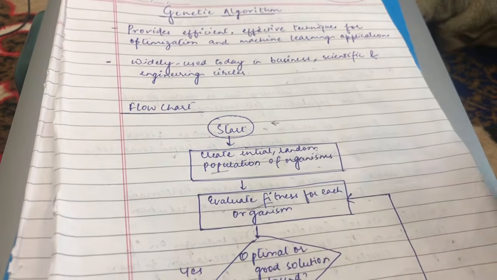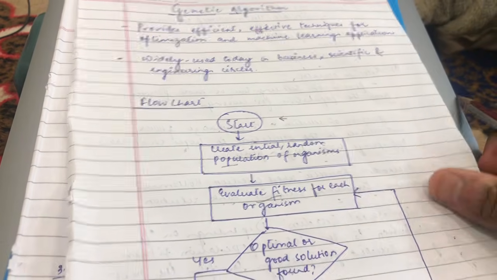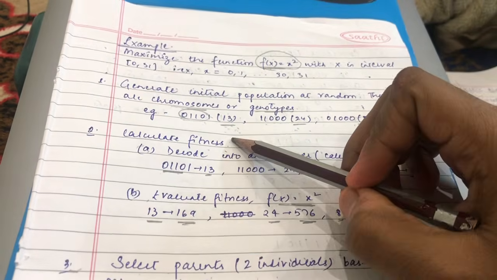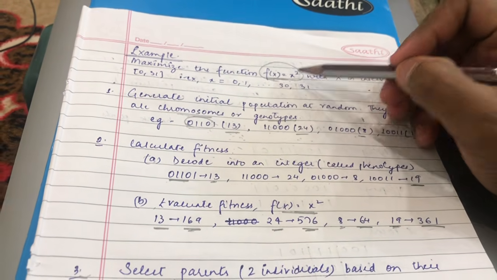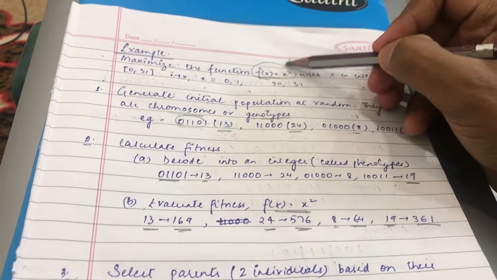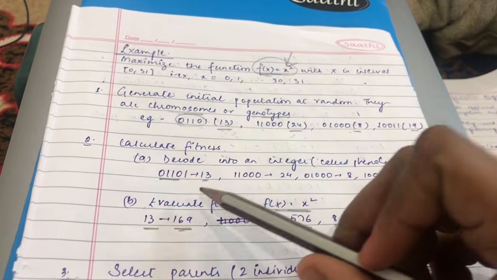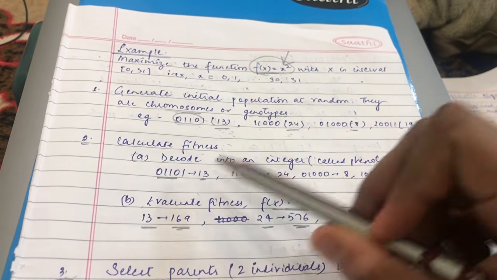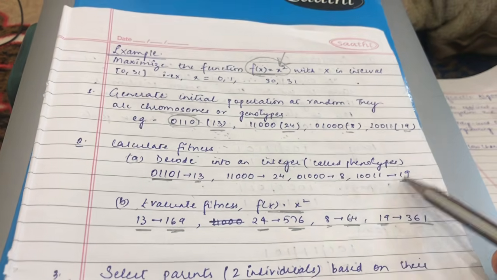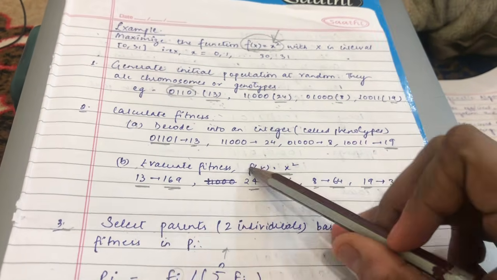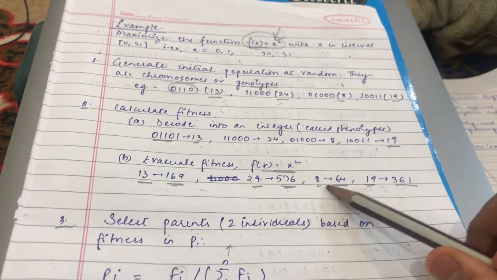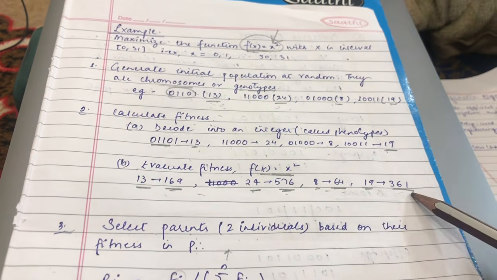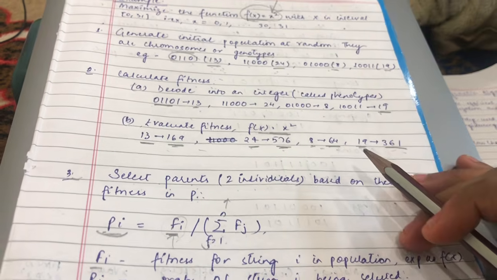The next step was to evaluate the fitness for each organism. For evaluating the fitness, we look at the problem statement, that is f(x) = x². So we will square every integer value. We'll decode the binary into integer: 13, 24, 8 and 19. Then we'll evaluate the fitness: 13 becomes 169, 24 becomes 576, 8 becomes 64, 19 becomes 361. So we have taken the squares.